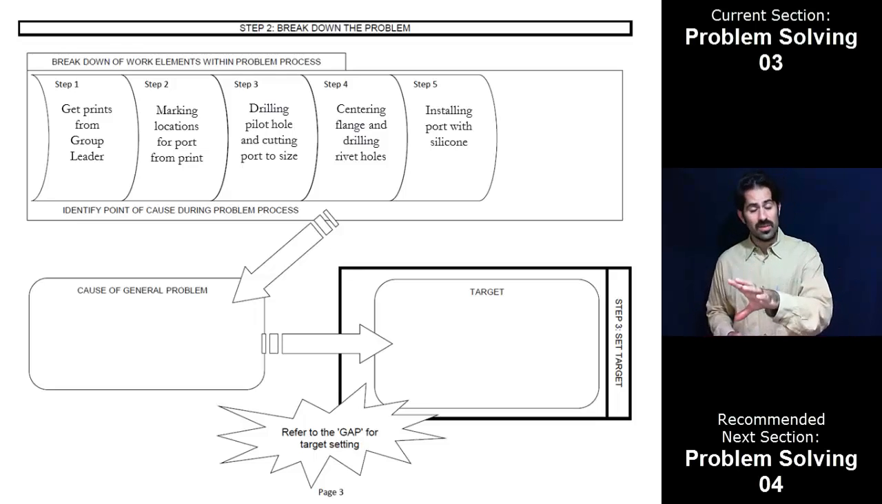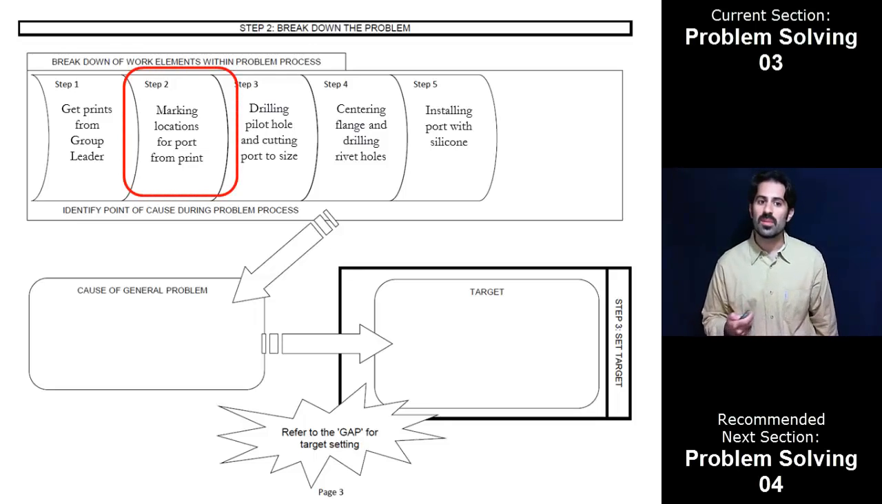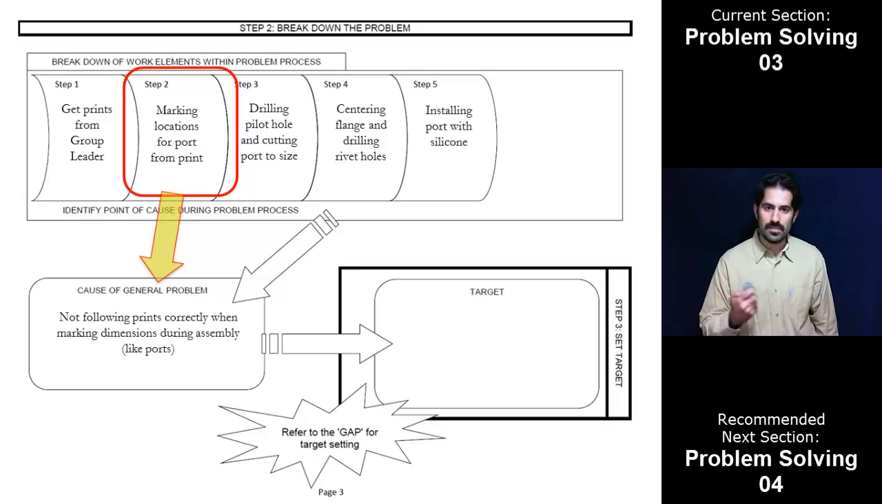And the reason we want to do this is now we want to try and find the particular step within that process where the defect is coming from. And in the case study, it was when they were going to mark the port for the print. They weren't using the prints quite right. And so once we've identified that step, now we can say what that cause of the general problem is there. And in this case, it was not following the prints correctly when they marked those dimensions.